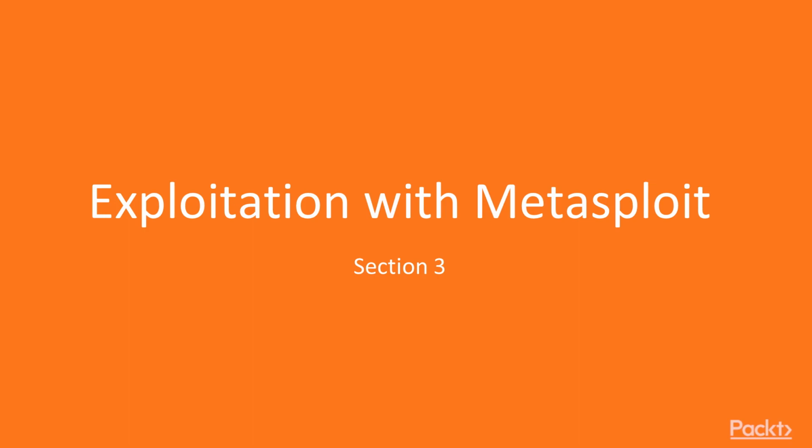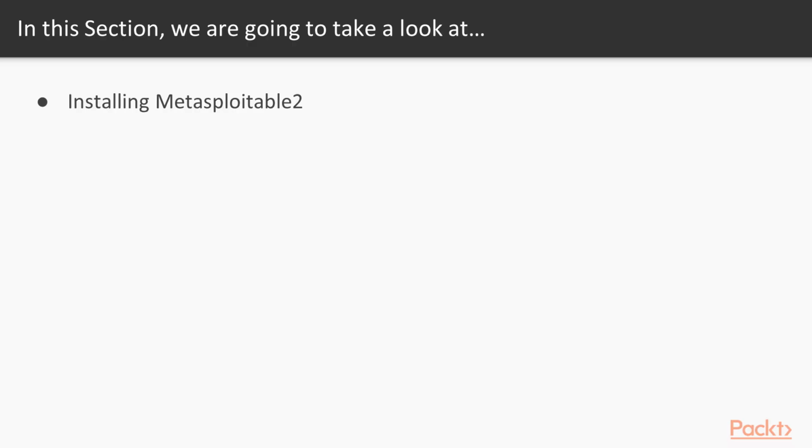We will be looking at exploitation with Metasploit. So let's take a look at what we'll be looking at in this section. We will be starting off with installing Metasploitable2. Metasploitable2 is going to be our vulnerable operating system of choice. This is going to be a virtual machine that will be installed, and we'll be using it as our target for performing the different types of penetration tests with Metasploit.